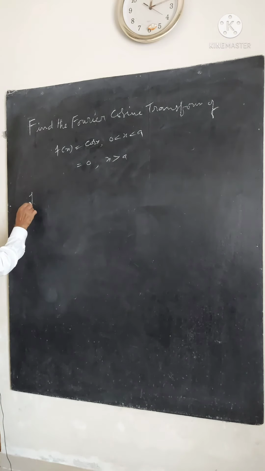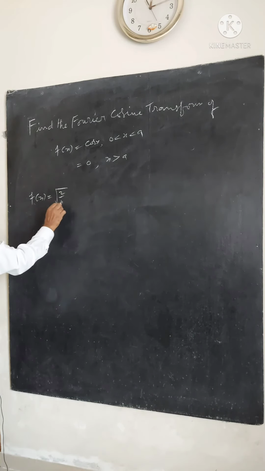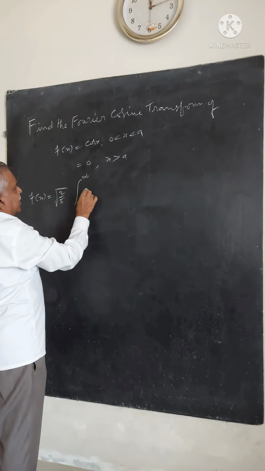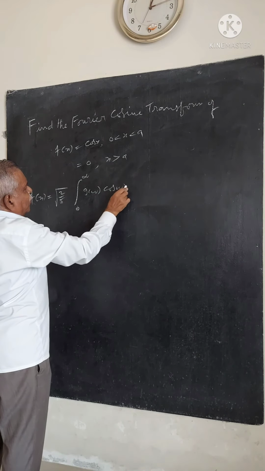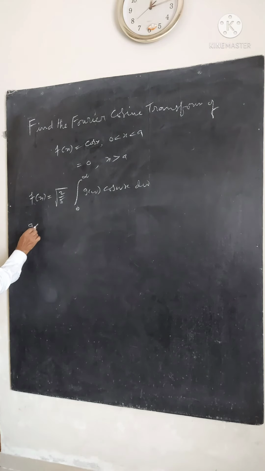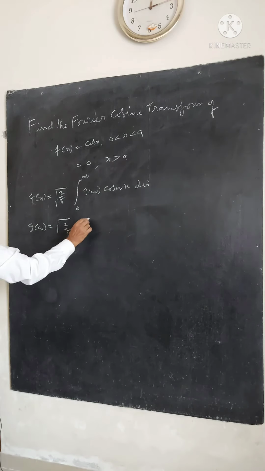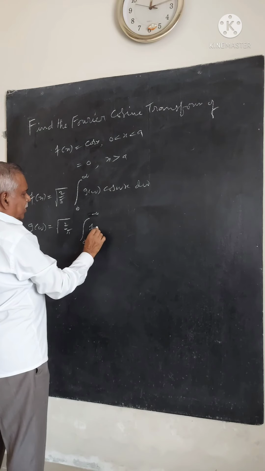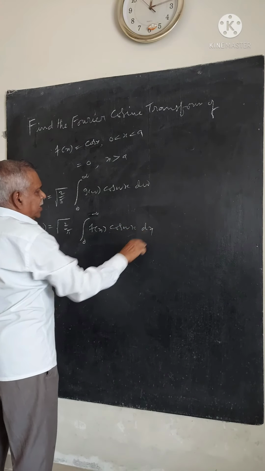We know the formula for the cosine transform from the beginning: root of 2 by pi, integral 0 to infinity, g of omega cos omega x d omega, where g of omega equals root of 2 by pi, integral 0 to infinity, f of x cos omega x dx.